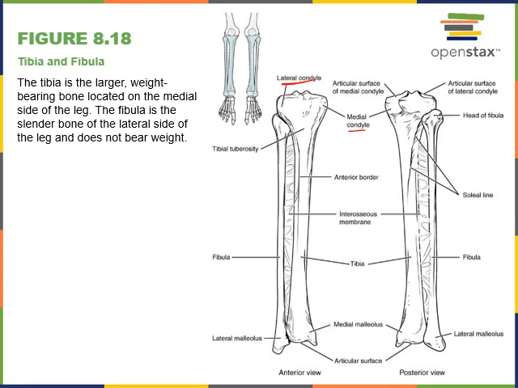And then there is an intercondylar eminence between the medial and lateral condyles. This is the intercondylar eminence. The anterior crest or anterior margin of the tibia, also known as the anterior border, is the ridge on the anterior surface of the diaphysis.